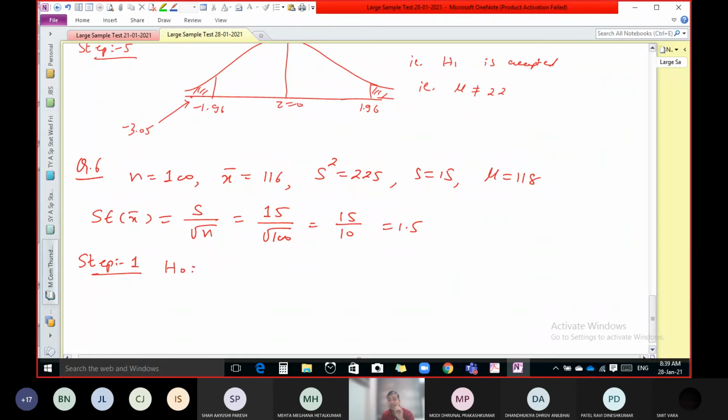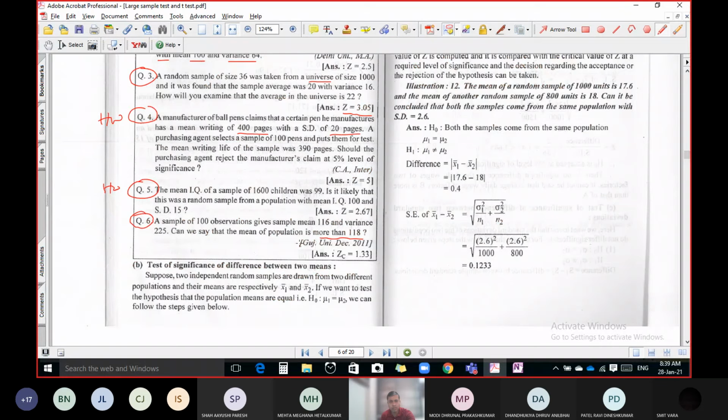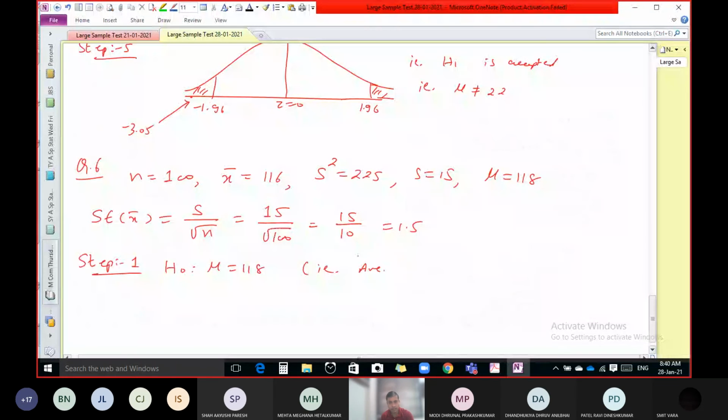H naught. Listen, in H naught we always have to write mu equal to whatever is given, that we have to consider as H naught. So H naught: mu equal to 118. That is, the average in the population is 118. Here it is a question of the population mean, so the population mean is 118.